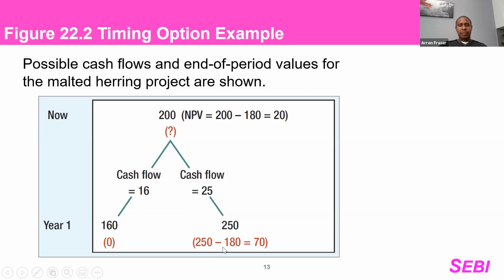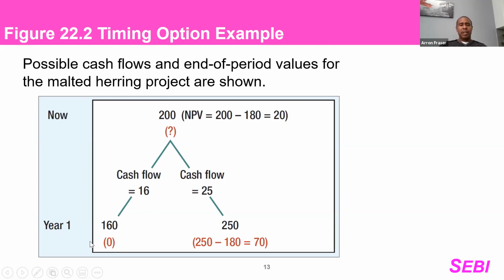With this valuation, with the project value at 250 and investments of 80, the NPV would be 70. On the other hand, because the value is not more than what you've invested of 200,000, the actual value here would be zero, right?